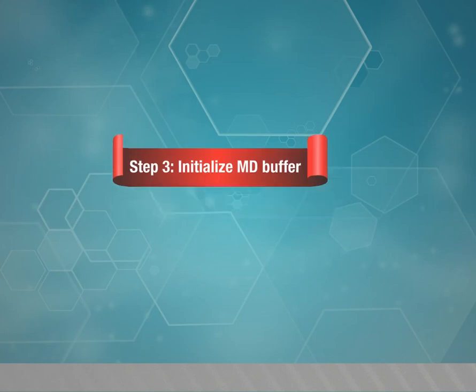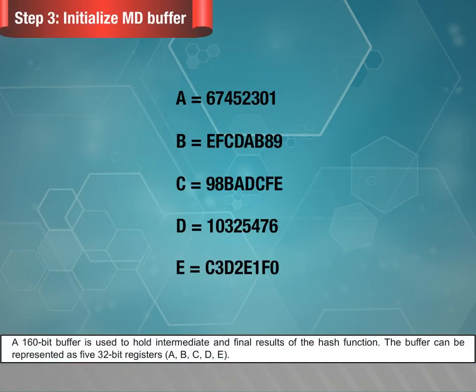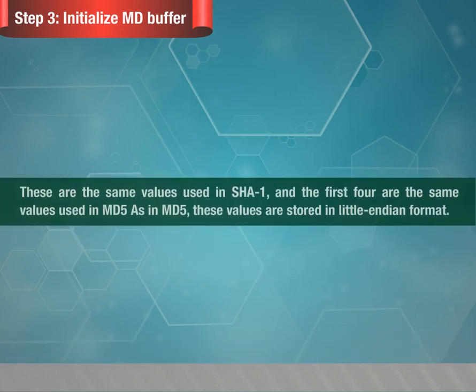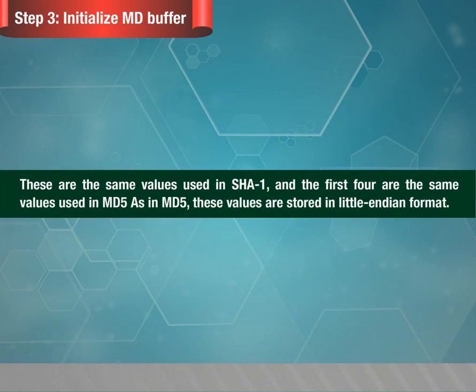Step 3. Initialize MD buffer. A 160-bit buffer is used to hold intermediate and final results of the hash function. The buffer can be represented as five 32-bit registers A, B, C, D, E. These are the same values used in SHA-1, and the first four are the same values used in MD5. These values are stored in little-endian format.